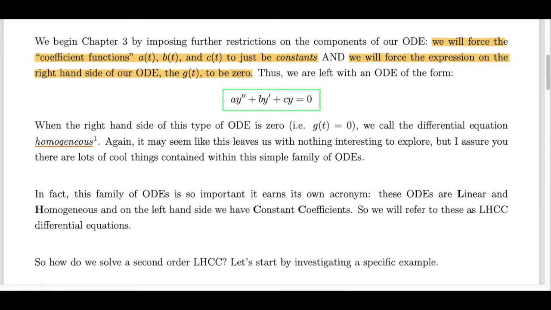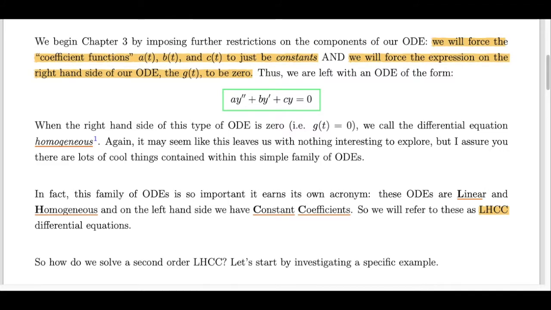So we give this type an acronym. These differential equations are linear, and they're homogeneous, and on the left side we have constant coefficients. So we abbreviate the name of this type of differential equations as LHCC. You'll hear me say LHCC a lot in this chapter. This is, as I said, the primary type of differential equation that we'll be working with in Chapter 3. So how do we solve this type of differential equation?